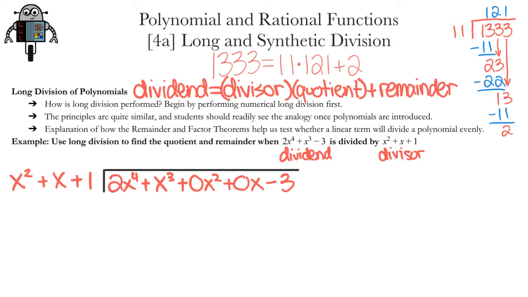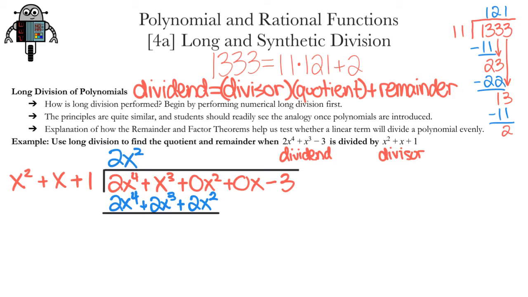Just like long division of numbers, we want to find out how many times x squared goes into 2x to the 4th. In other words, what do we have to multiply x squared by to get to 2x to the 4th? Well, that would be 2x squared. So I write that above 2x to the 4th. The next step is to multiply 2x squared by the entire divisor, x squared plus x plus 1. So we get 2x to the 4th plus 2x cubed plus 2x squared.